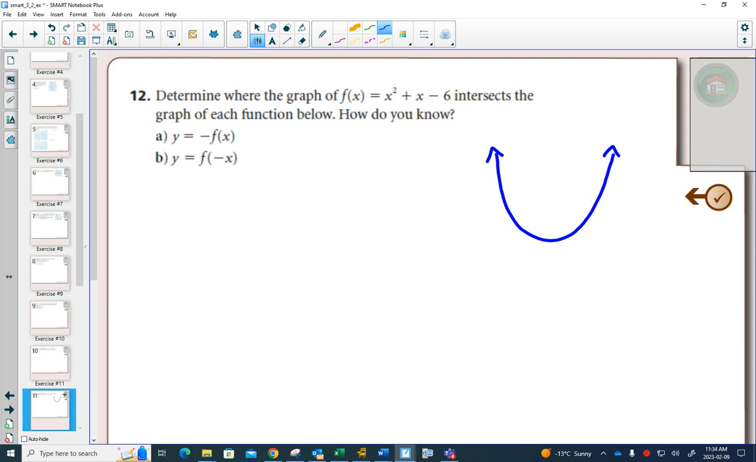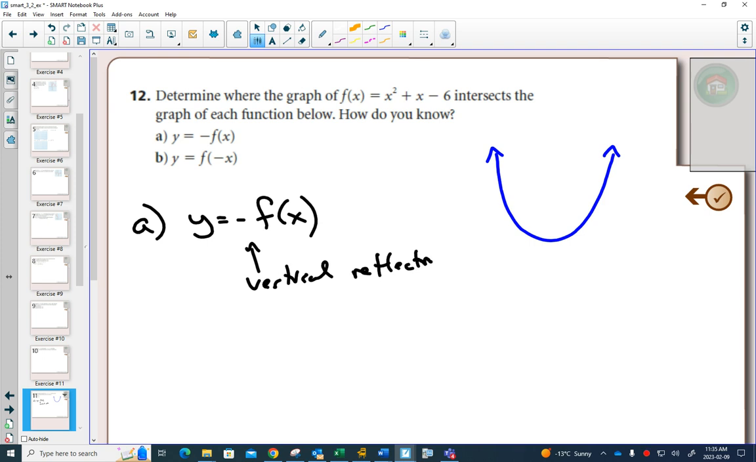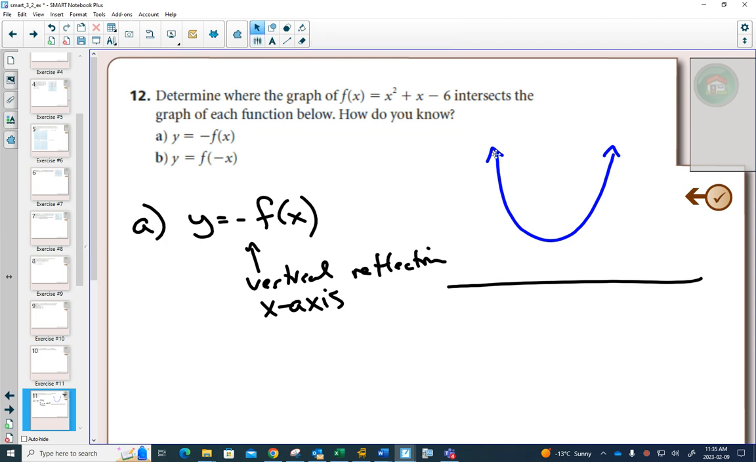Then in part A, we have y equals negative f of x. I know from that, the negative outside is a vertical reflection that reflects something over the x-axis. So I might have an x-axis somewhere. I'm going to draw an x-axis. I'm going to imagine if my x-axis was there, and I flipped the blue graph over the x-axis, it would be like this. That's a possibility. I'm just imagining things now because I'm problem solving.